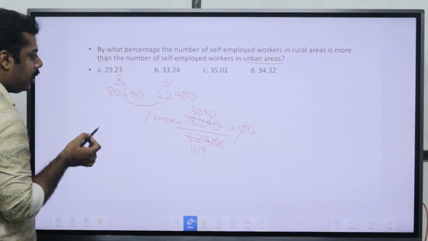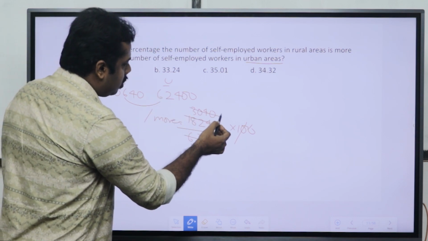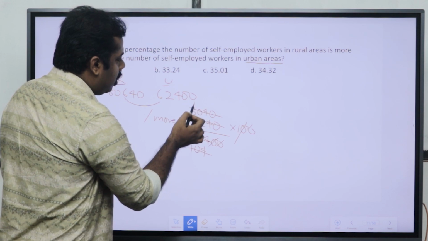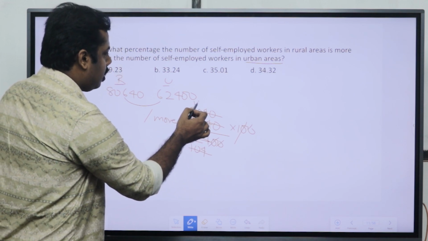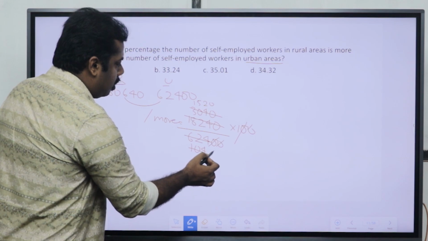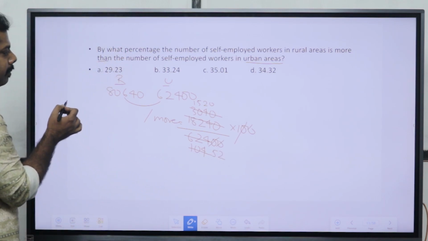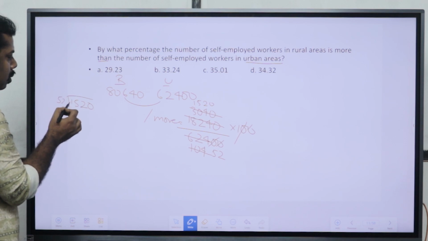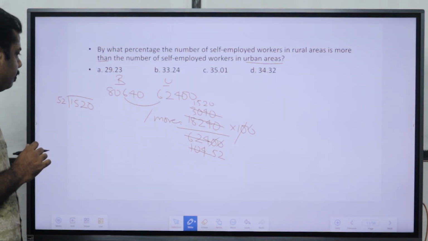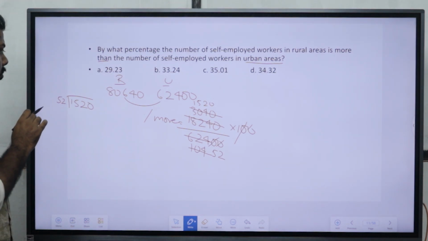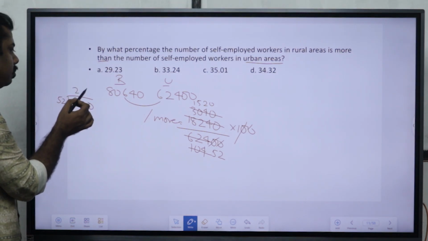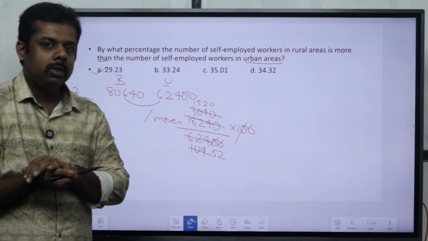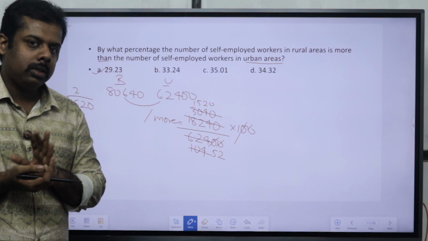Now you can divide it, or otherwise divide it by 2 as well, giving 1520 divided by 52. Now divide 1520 by 52. How many times will it go? 3 times is not possible, so 2 times. The option which is starting with 2 is the first option only. So the answer has to be 29.23%.